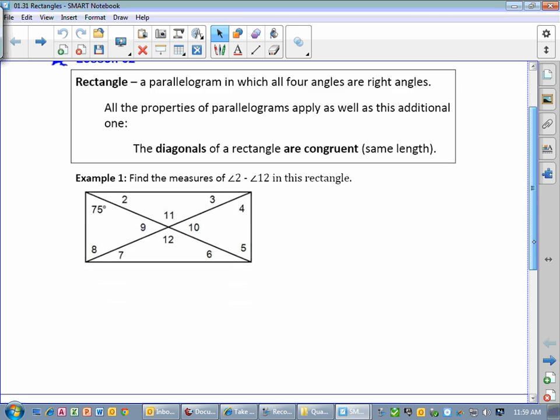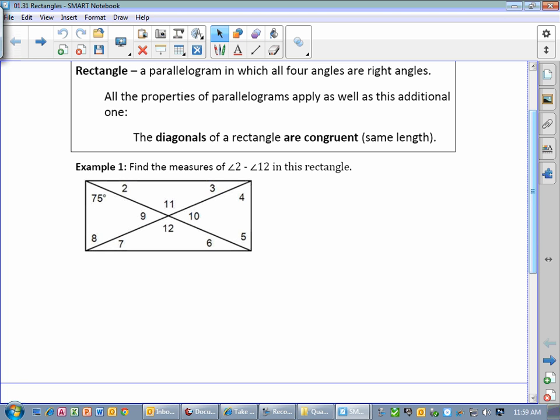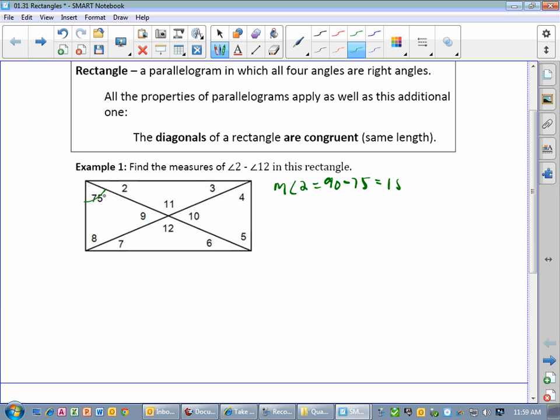So using this information and the fact that this is a rectangle, we can actually find all these other angles, only knowing this one is 75 degrees. So let's start off by finding angle 2. If this is 75, how will we find angle 2? 90 minus 75, because that has to be a right angle, and so angle 2 must be 15 degrees.